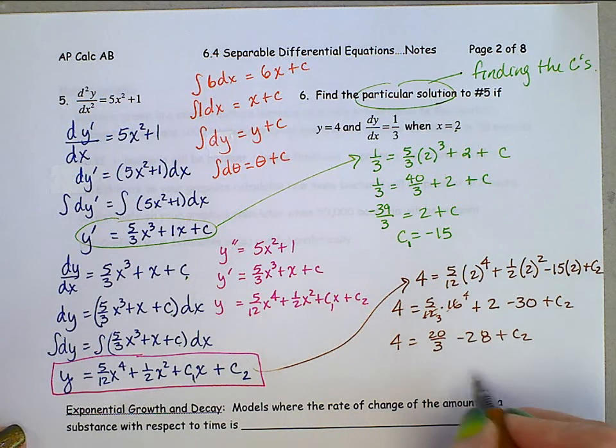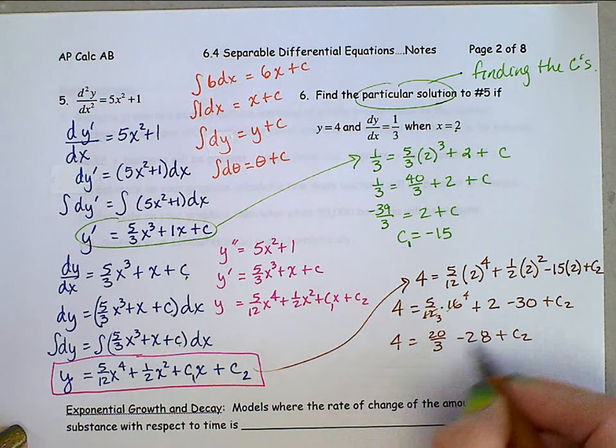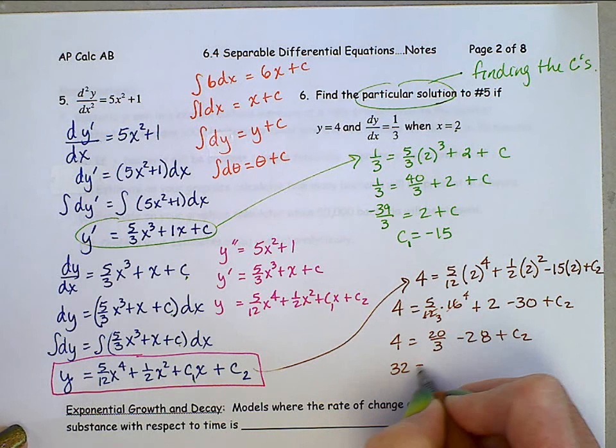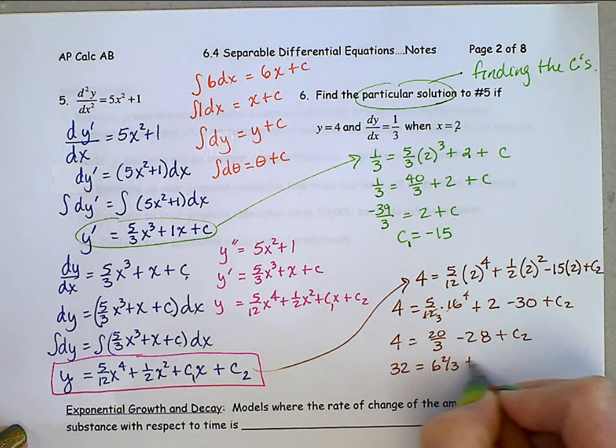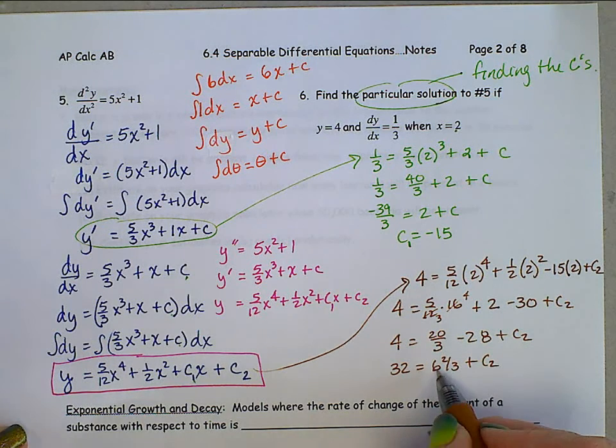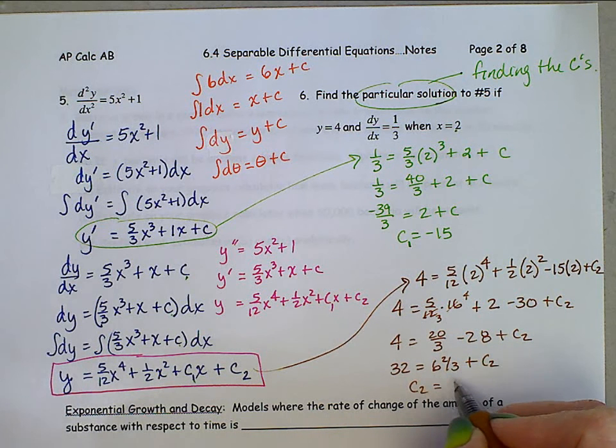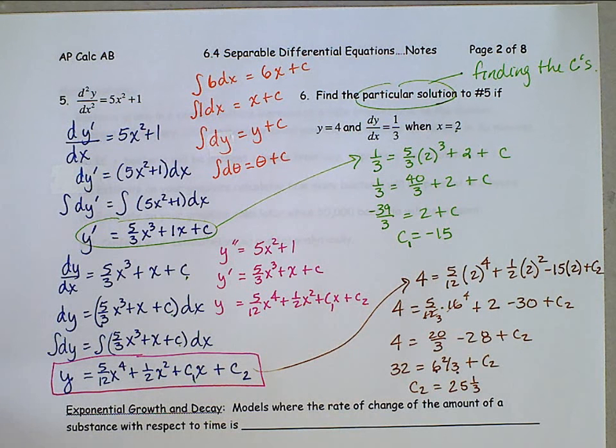I'm going to add that 28 over. That's 32 over here. I'm going to change this to an improper fraction, 6 2/3. I'm sorry, that's not improper. I'm going to change it to a mixed number. And c2 is, let's see, 32 minus 6, 26 minus 2/3, 25 1/3. Okay, so there's your last constant, but we're not done.